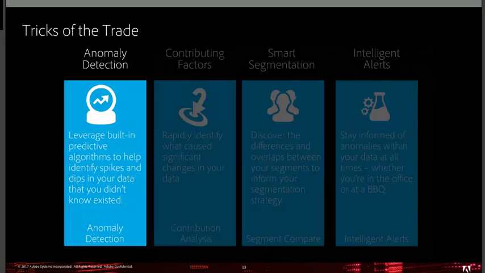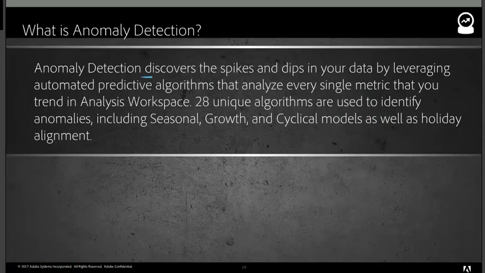So the first one that we're going to be focusing on is anomaly detection, where you can leverage built-in predictive algorithms to help identify spikes and dips within your data that you didn't even know existed. We're going to be lifting up the covers a little bit and talking about how this actually works behind the scenes, and also, if you're interested, arming you with the information you need to dig even further to understand what the algorithms are that are driving these. So first of all, let's define anomaly detection.